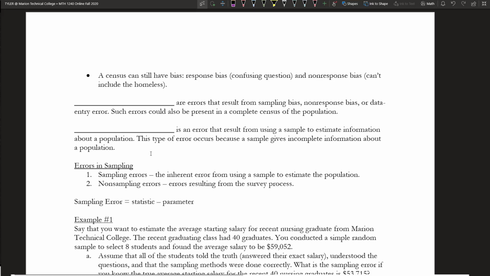So for example, you could have some confusing questions on a census. Also, you can have non-response bias, like the problem with not being able to include the homeless in a census. So I'm thinking specifically about the U.S. Census, but it could be any census.